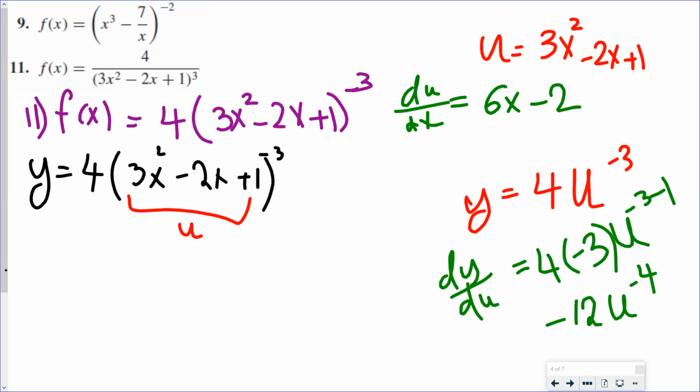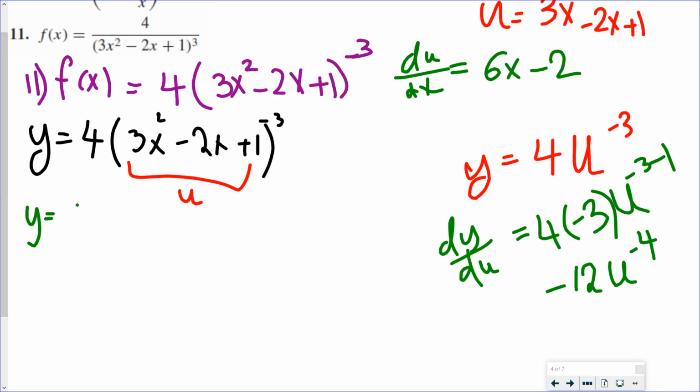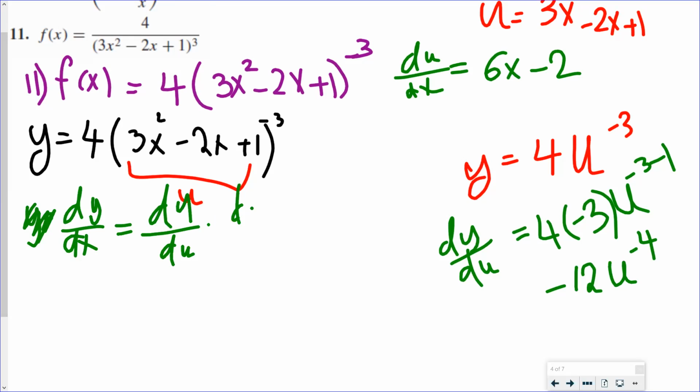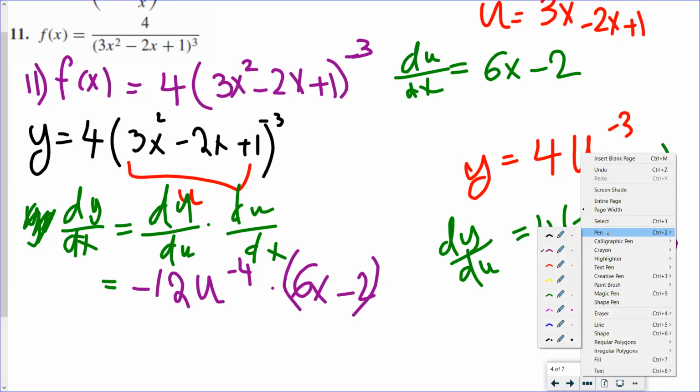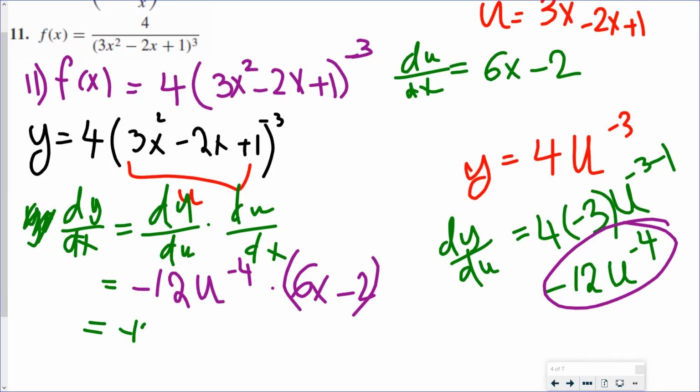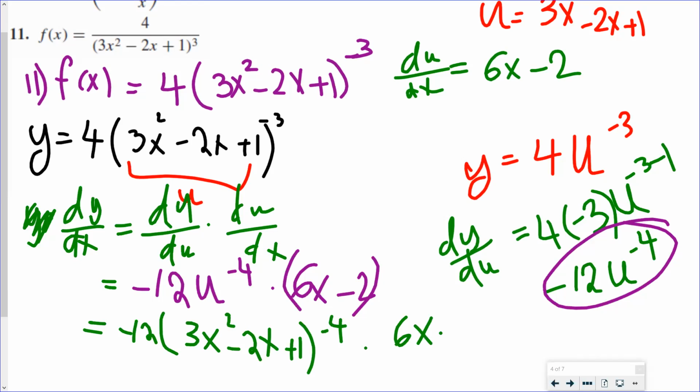Now come back to the chain rule. dy over dx equals dy over du times du over dx. Now where is dy over du? Negative 12 u to the power negative 4, thank you, times du over dx, which is 6x minus 2. Now after that, we will replace u. It will be negative 12 times, where is u? It's 3x squared minus 2x plus 1 to the power negative 4, bravo, times 6x minus 2.